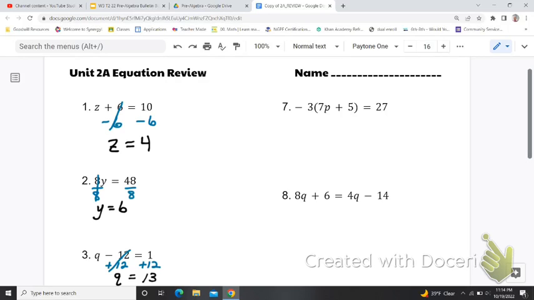First 3 problems, hopefully feeling good, feeling strong. Alright, we'll come back for 7 and 8 in a few minutes. We'll work our way up to those.